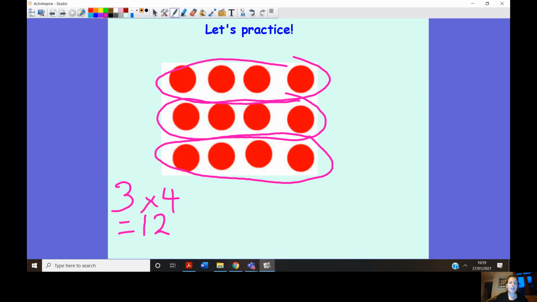We can also have a look at our inverse of this. Here we have 12, which is our whole, and it's been put into 3 equal groups, and in each group there are 4.